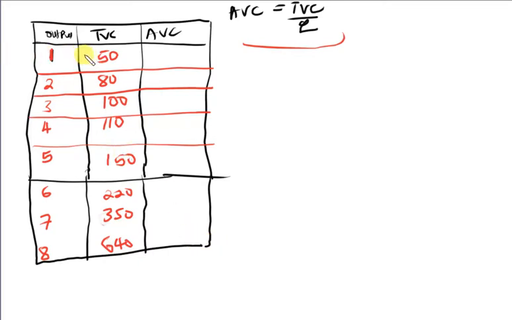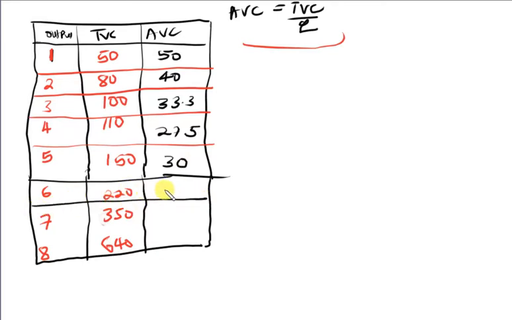Now, of course, follow the formula and divide. So when you divide 50 by 1, you'll have 50, of course. So the average variable cost in the first circumstance is 50. 80 by 2, you have 40. And then 100 by 3, you have something like 33.3. 110 by 4, you'll have something like 27.5. Then here 150 by 5, you have something like 30.